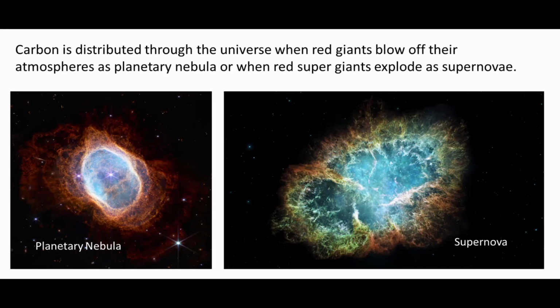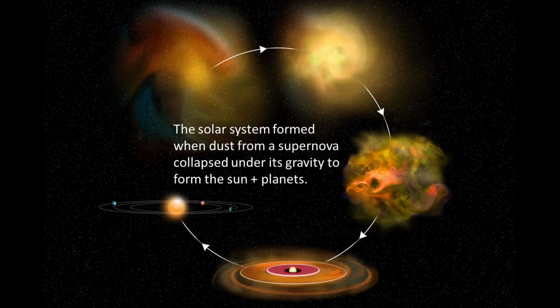We know that carbon originated in red giants and was blasted into space by planetary nebulae or by supernova explosions. At some point, 5 billion years ago, some of this remnant dust and gas from an exploded star began to collapse under its own gravity. Perhaps a passing star or the shockwave from another supernova triggered the collapse. The dust must have had some amount of swirl or angular momentum. As it collapsed, an accretion disk formed.